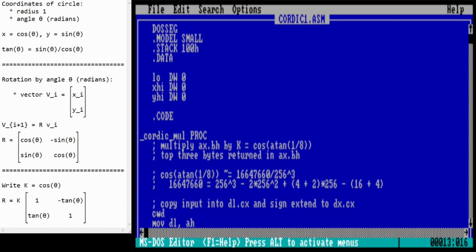So we're going to pass them in the AX and BH registers. Now that's 24 bits, and obviously we need to do two Cordic moves, but this function will just be called twice. So this particular routine is designed just to do one of the multiplications by k. So it'll take this input value and multiply by this k value, and this is the cosine of arctan of 1/8 that we worked out on our calculator.